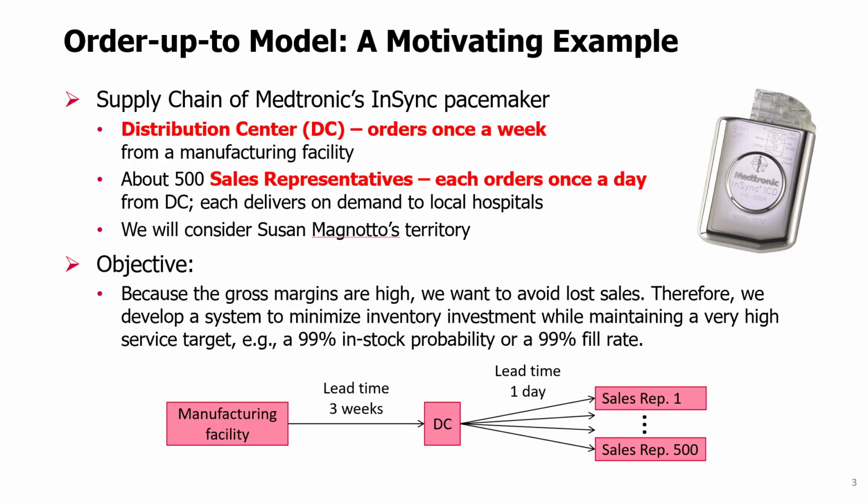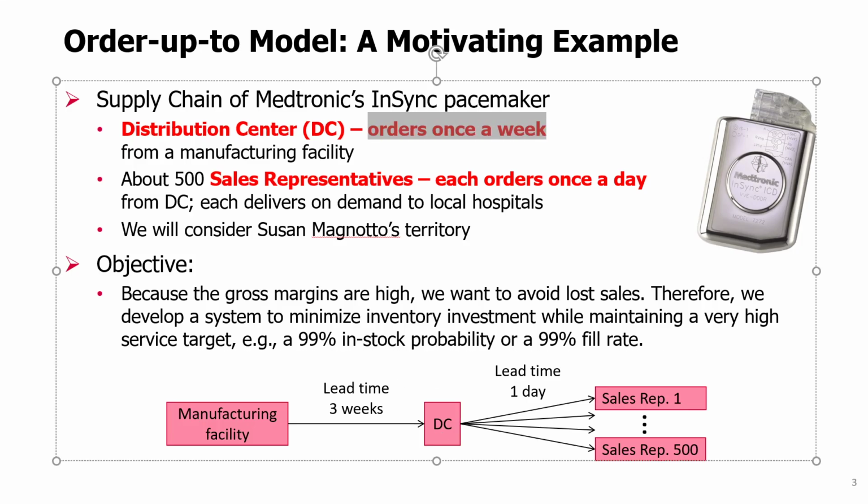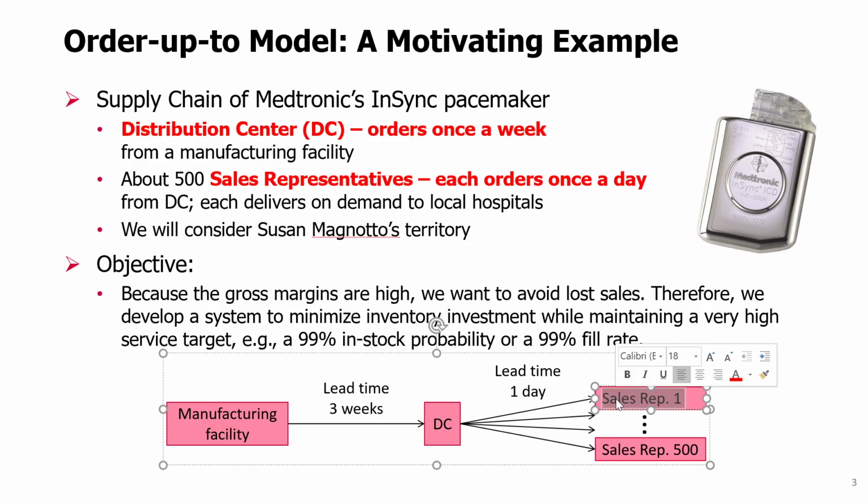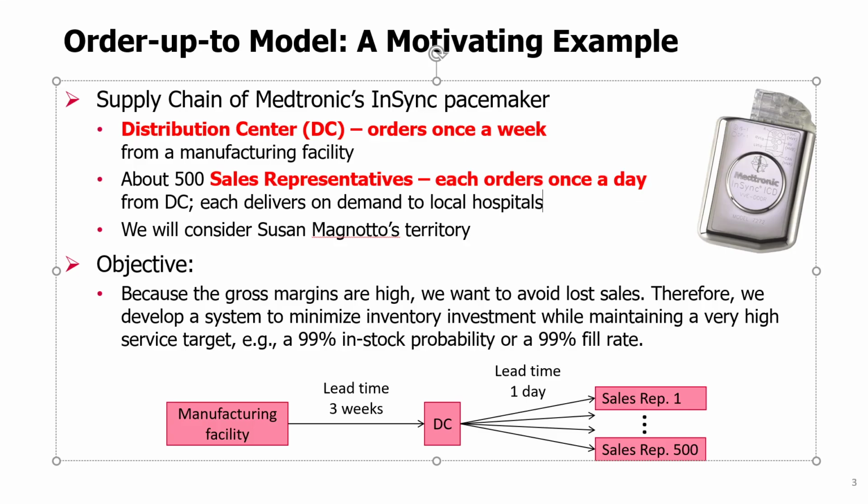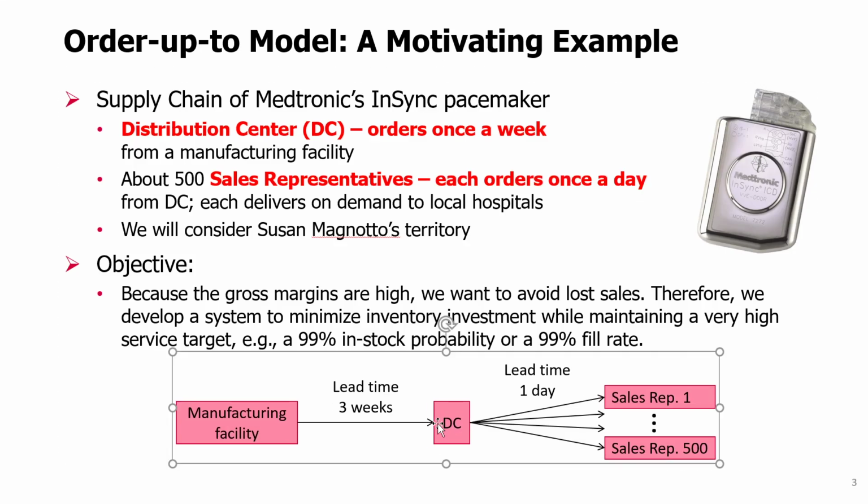So the manufacturing facility delivers to the distribution center once a week, right? Order is made once a week, and then delivery is done sometime later. And then each sales representative checks their inventory once a day and requests an order from the distribution center.